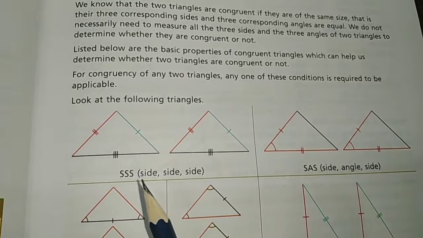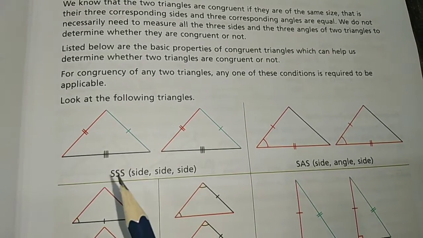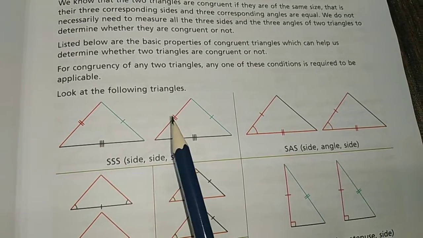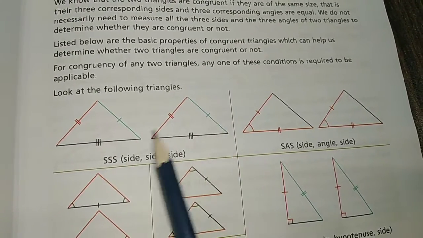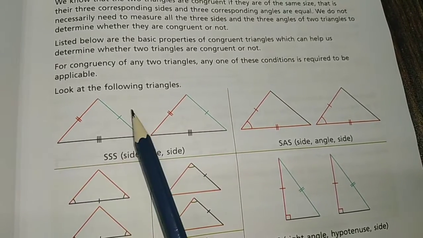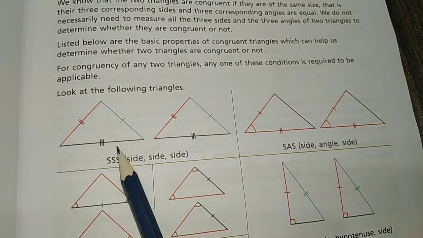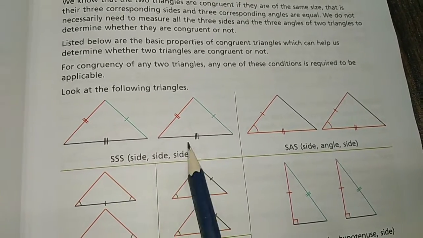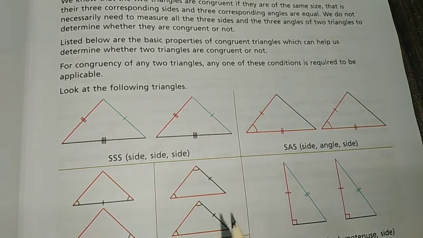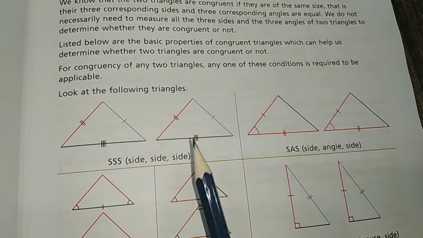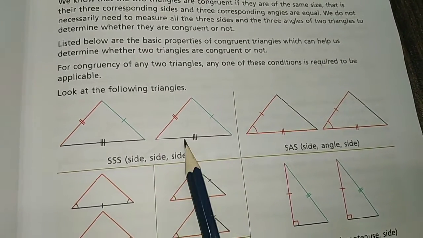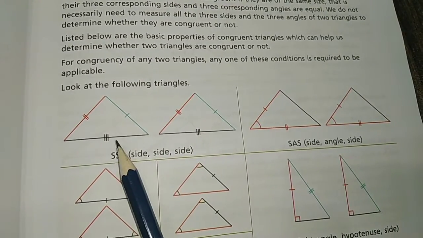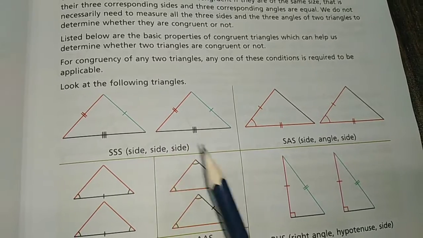There are some properties of triangles for congruency of triangles. Look at the following triangles: this side is equal to this side, and the third side is also equal, that is side, side, side. If the three sides of a triangle are equal to the three sides of the other triangle, then we can say that these two triangles are congruent. We don't need to measure all the three angles to determine whether they are congruent or not.